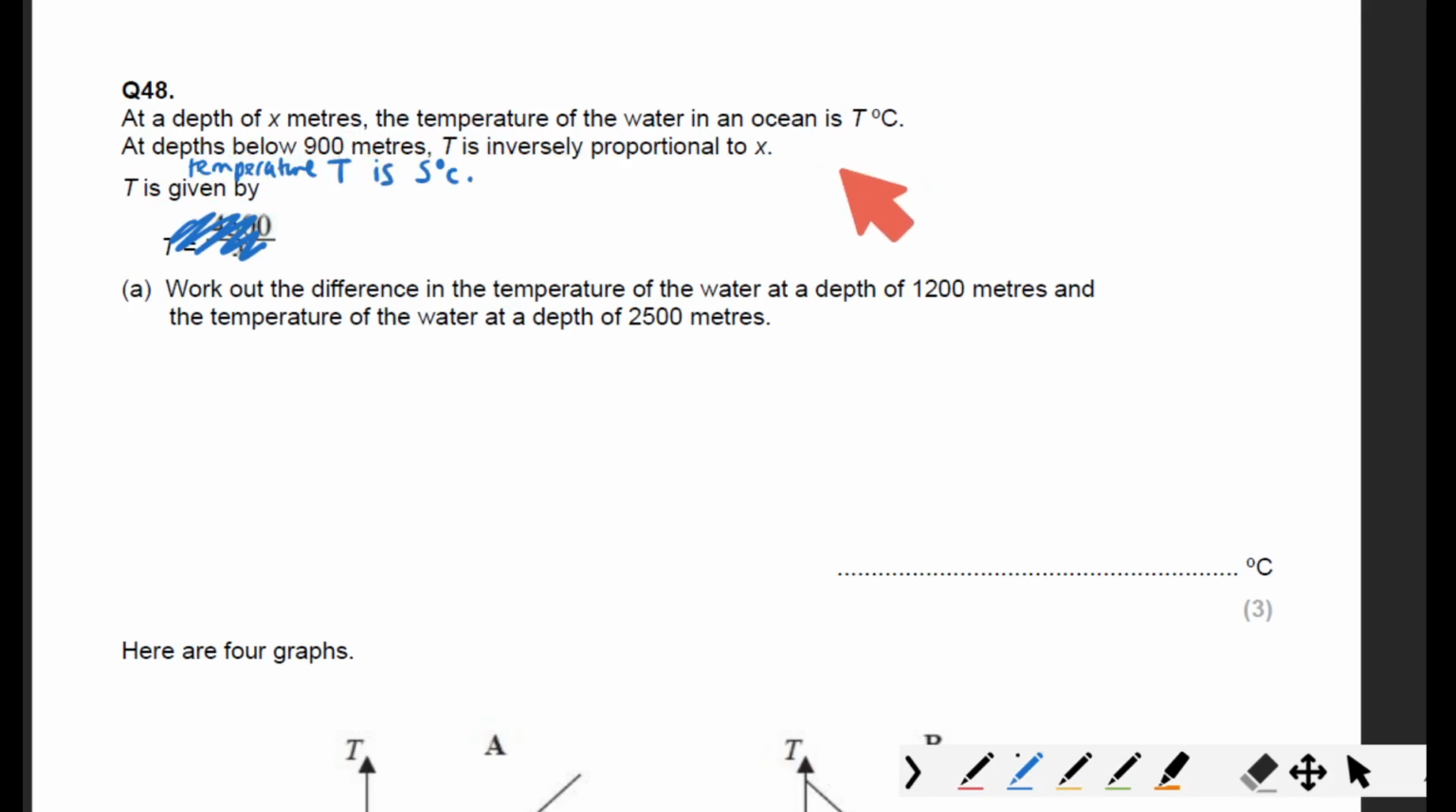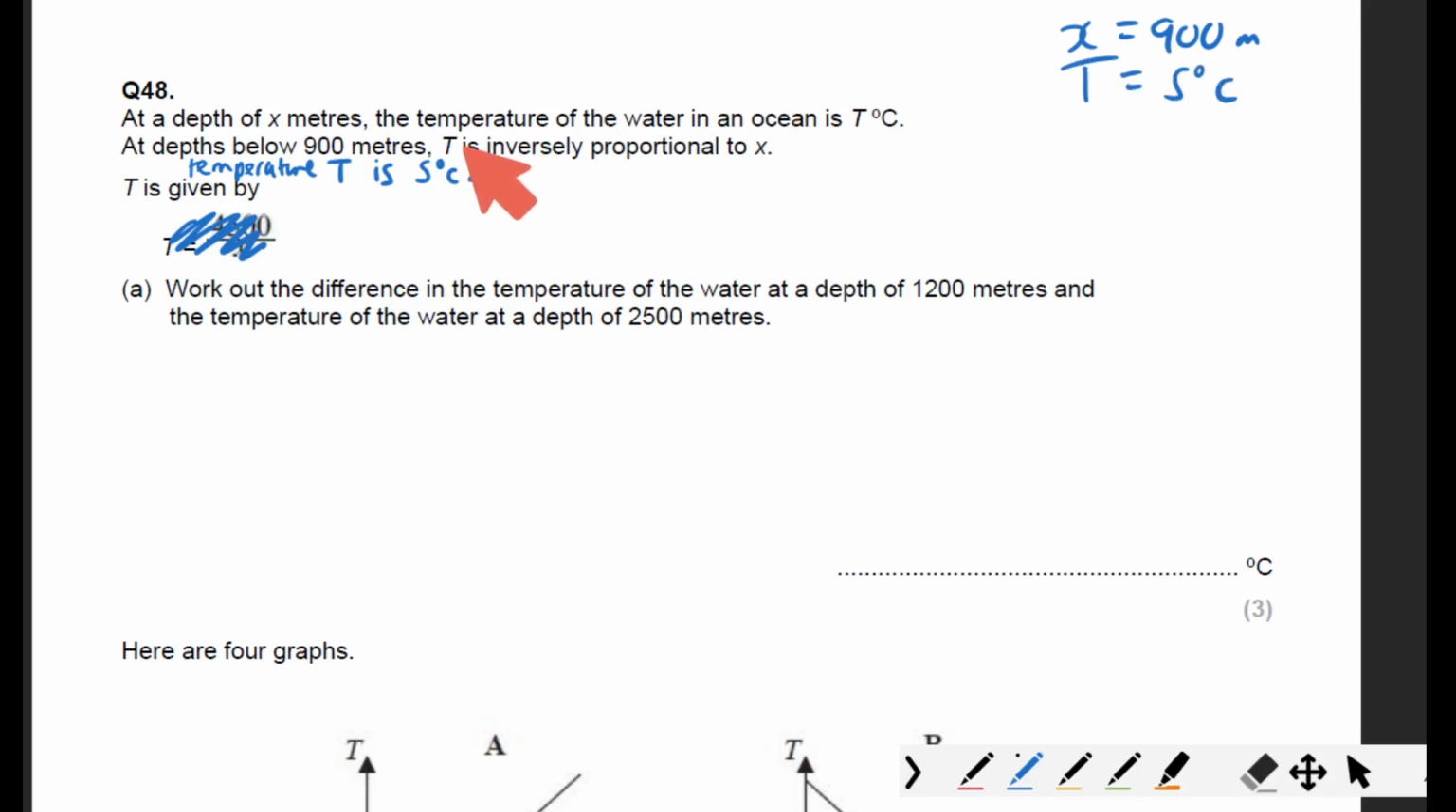Right, so x and T are related somehow, and there's going to be a formula. At a depth below 900 meters, the temperature T is 5 degrees Celsius. So when the depth is 900 meters, when x is 900 meters, the temperature T is 5 degrees Celsius.